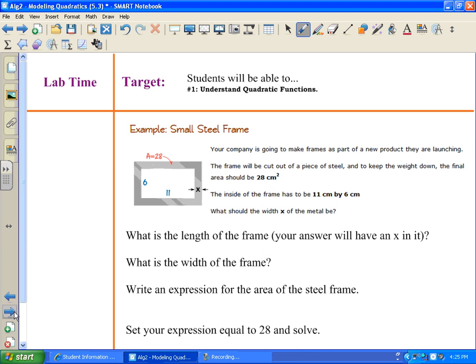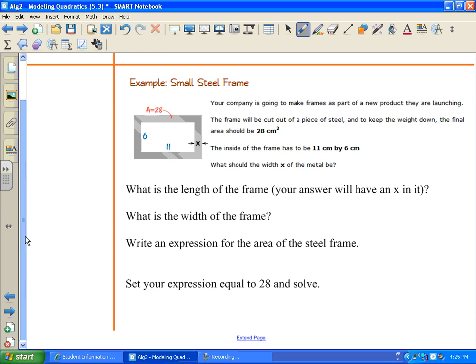All right, next problem we're going to look at here. You've seen a similar problem like this. We've talked about it before. In fact, we've dealt with volumes. We've dealt with more difficult problems than this. We've got a steel frame. Your company is going to make frames as part of a new product they are launching. The frame's going to be cut out of a piece of steel, and to keep the weight down, the final area should be 28 centimeters.